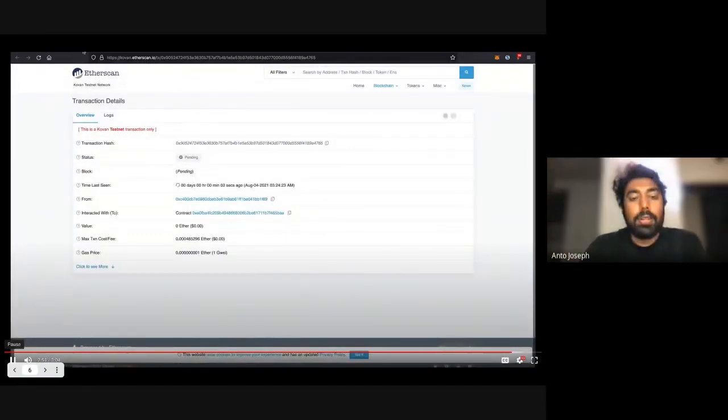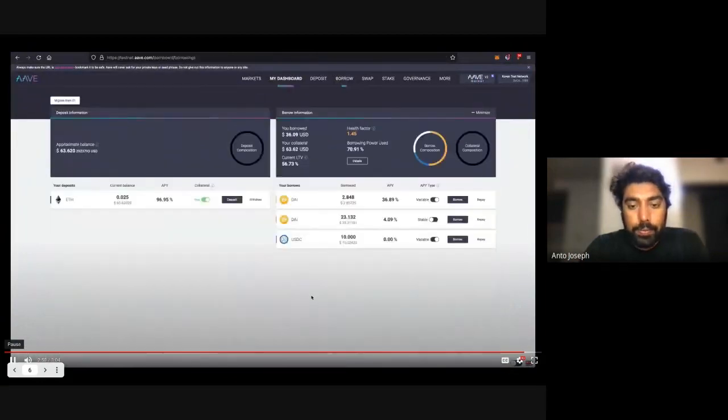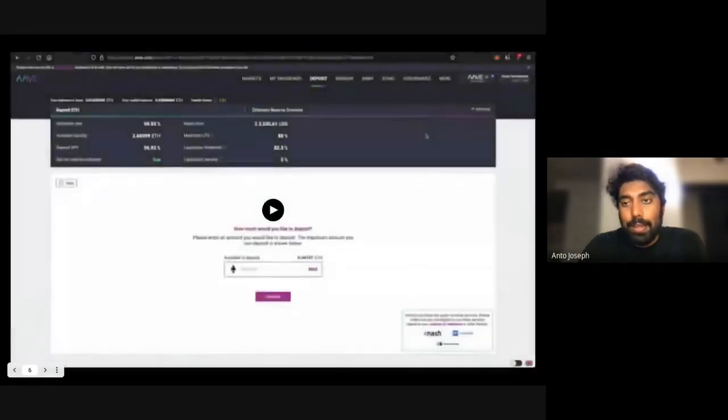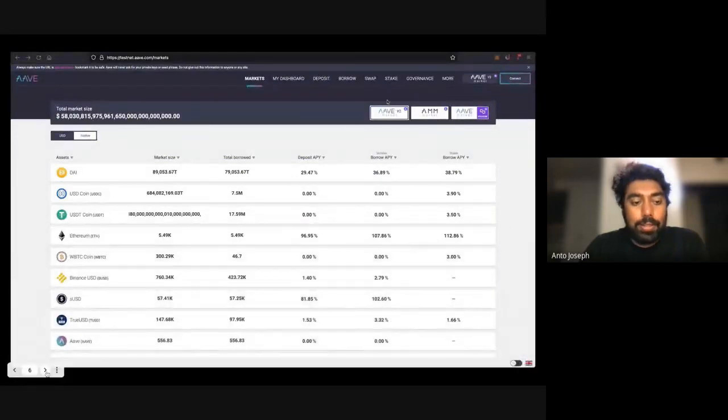We can explore the details of the transaction in either scan. And now, when you look at your dashboard, you have USDC. So you effectively took a USDC loan against your collateral, which is ETH. And that's how you would take a loan against your collateral.